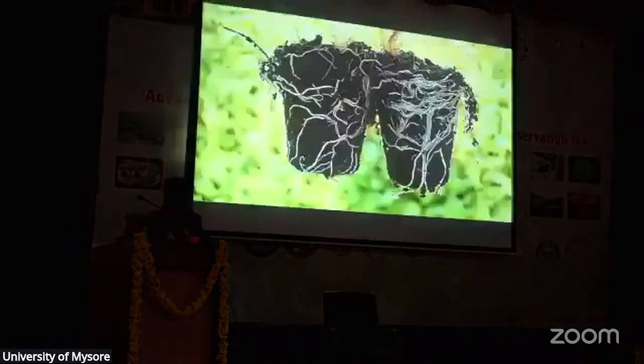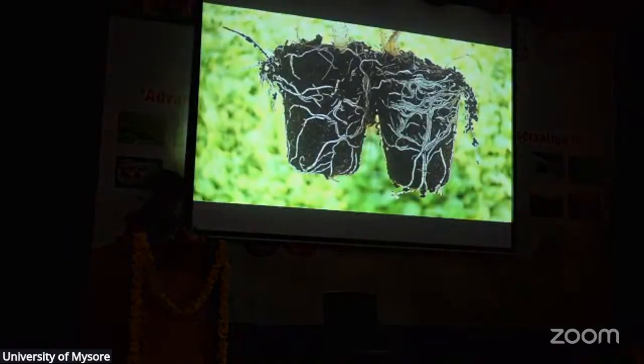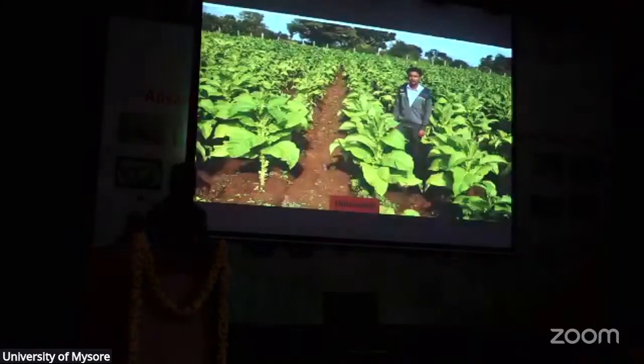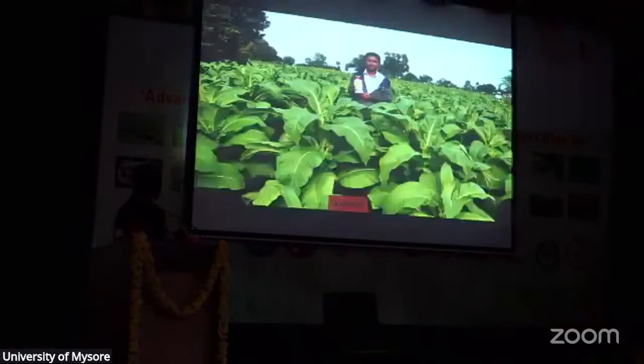See the treated and untreated. Of course, this is tobacco. I will show you why. This is the untreated, the left, and the right is the treated one. You can see the initial growth and see the difference between treated and untreated. This is an untreated plot and the treated plot.